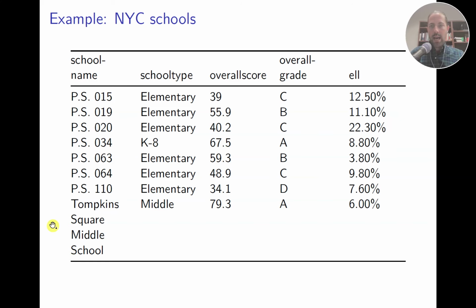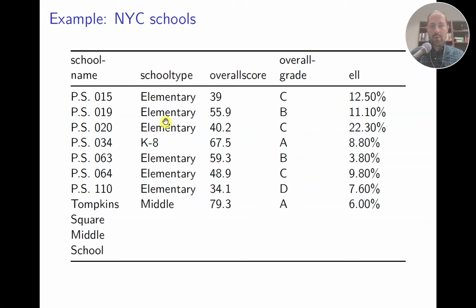So let's look at some New York City schools and try to talk about each column. Now, this first column is not really a traditional variable. This is just telling us the name of the school that we're looking at. So let's start at this second column, the school type.